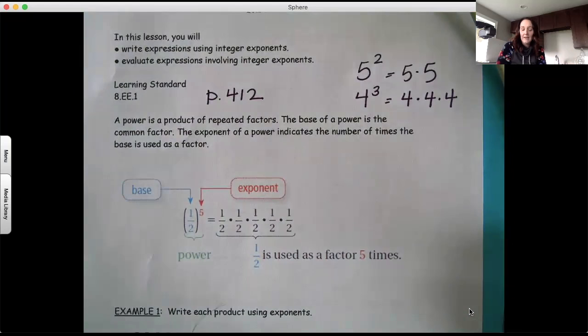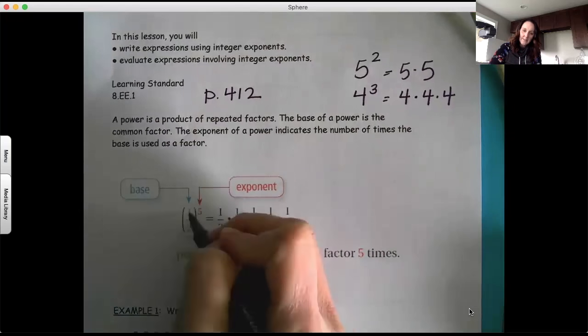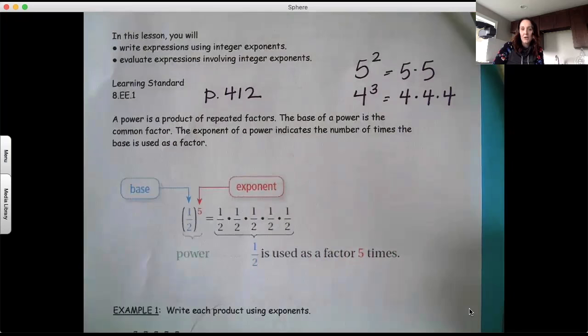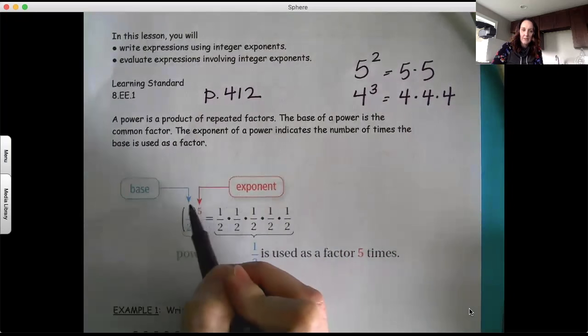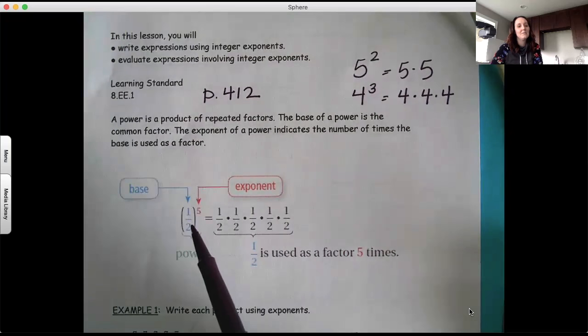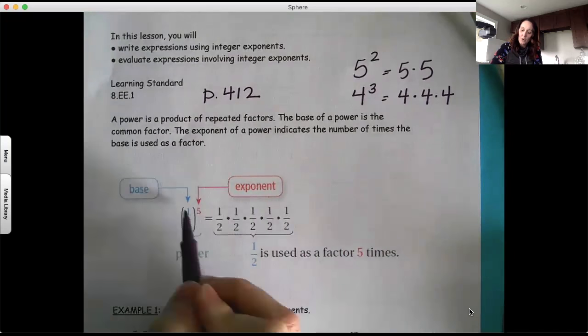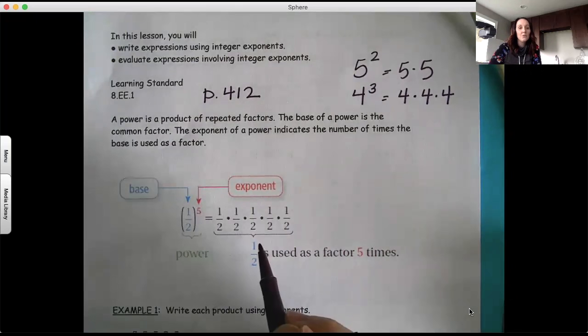In the very beginning, let's look through some vocabulary. Here we have our base. Our base is always our bottom number, our biggest number. We have our exponent, which you can see right here. Our exponent is going to tell our base how many times it's going to multiply by itself. You can see this, parentheses 1/2 to the 5th power, is repeated multiplication. What that really means is 1/2 times 1/2 times 1/2 times 1/2 times 1/2.